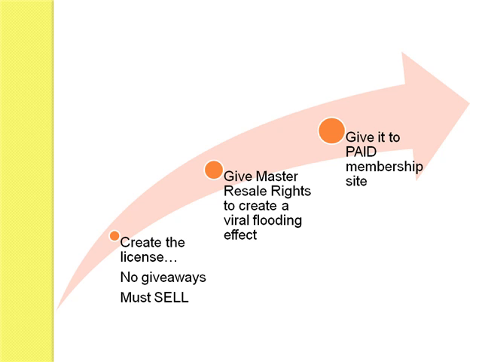It's sort of similar to the concept that I taught you in the video before this, but it's a little different. So what you do is you can give master resale rights to create a viral flooding effect. Anytime you give master resale rights to any product, you're basically going to flood the market super fast. And I've seen this with even my own products.